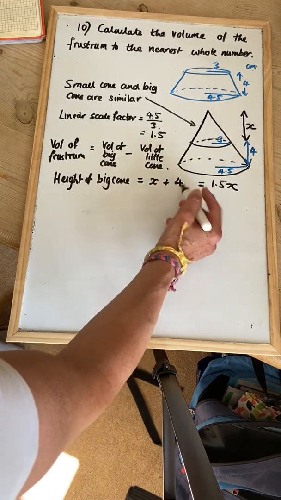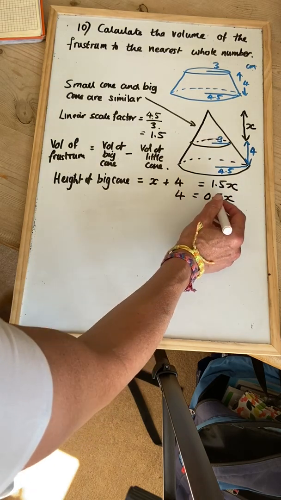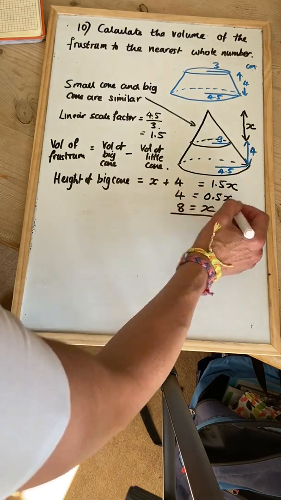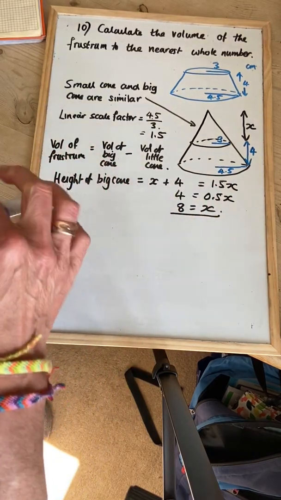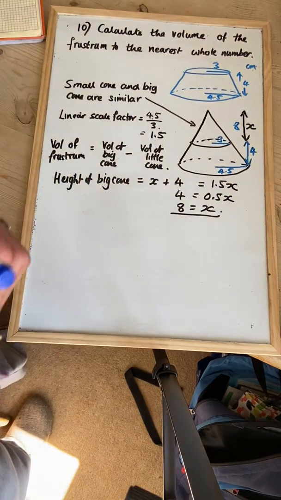So that means that I can solve this little equation. If I take away x from both sides, 4 equals 0.5x, divide by a half, 8 equals x. I now know this measurement here is 8.